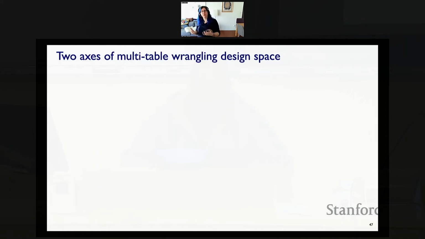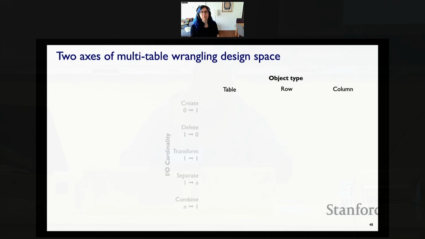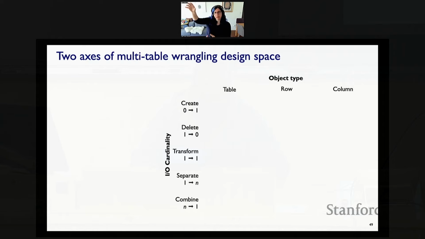So we proposed a design space with 2 axes. One is focused on the kind of thing they're doing. Is it a table or a row or a column? And one was focused on essentially what kinds of operations they're doing in terms of the number of things in and the number of things out. So creation is where you go from nothing to something. Deletion is where you go from one thing to no things. And then any kind of a one-to-one transformation, or any kind of a separation from one thing into many, or combining many back down into one.